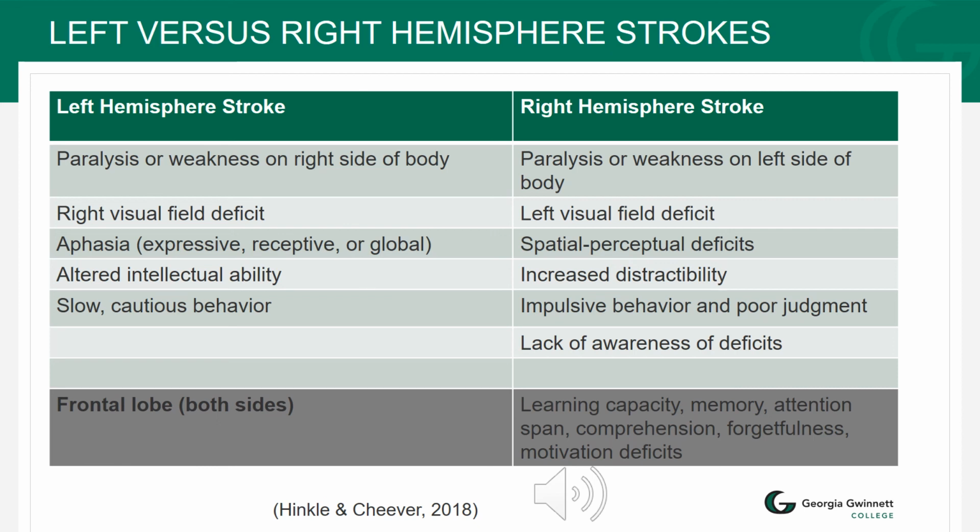The frontal lobe, remember, goes all the way across the front of the brain. So when the frontal lobe is affected in a stroke, the deficit will occur in the learning. They'll have less of a learning capacity. They'll have memory or attention span deficit. They might be more forgetful or have issues with comprehension and lack of motivation.